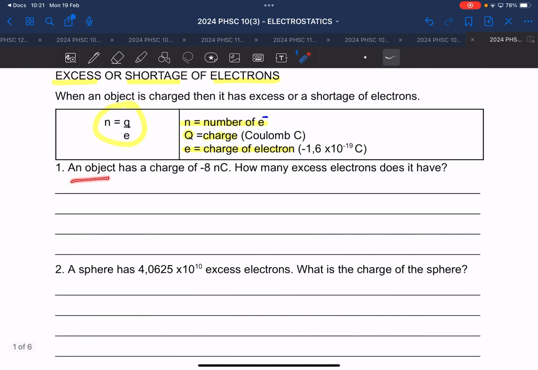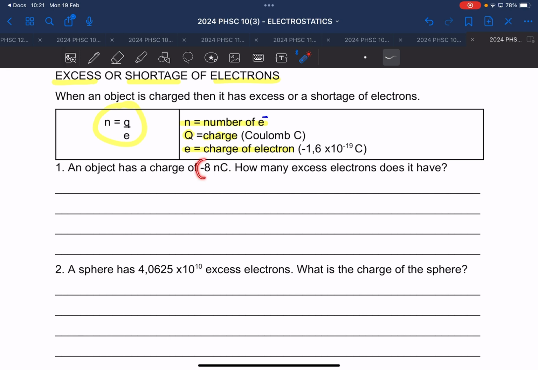It says an object has a charge of -8 nanocoulombs. All right. Omulemu, when something has a charge of -8, does it mean it has an excess of electrons or a shortage of electrons? Is an electron positive or negative? Negative. So if it has a negative charge, it means there's more negative things than positive things. Yes?